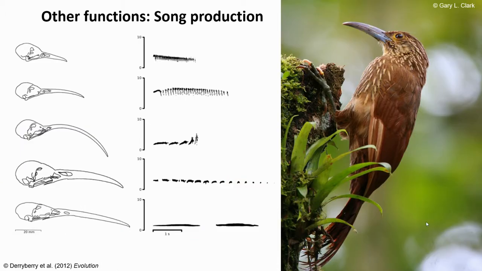The shape of the beak also determines the sounds that a bird can produce. Here you see the skulls of several South American wood creepers. The sonograms on the right show that species with a short beak, so the ones on top, produce very fast songs with many short notes. This is not possible for species with a long beak, which you see at the bottom of the figure. They produce slower songs with very long stretched notes.